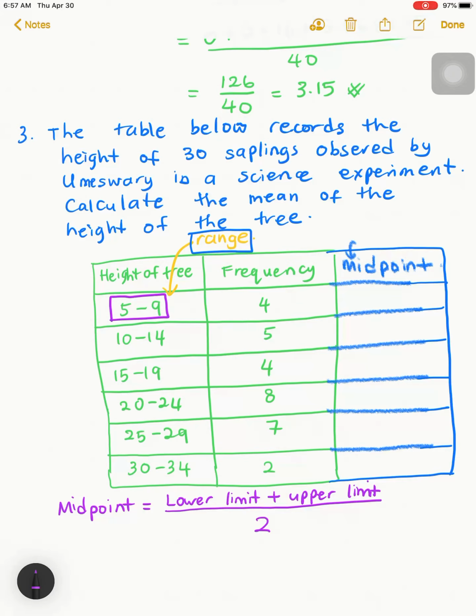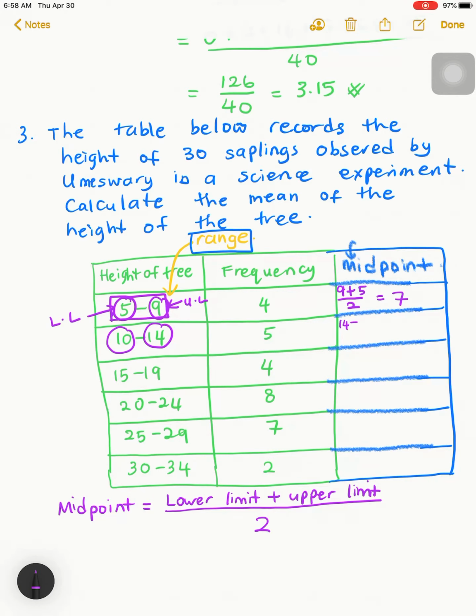Now in this case, which one is your upper limit and which one is your lower limit? The upper limit is 9, and this is your lower limit. So you add 9 plus 5 over 2. What do you get? 9 plus 5 divided by 2, you get 7. That's how you find the midpoint of the heights.